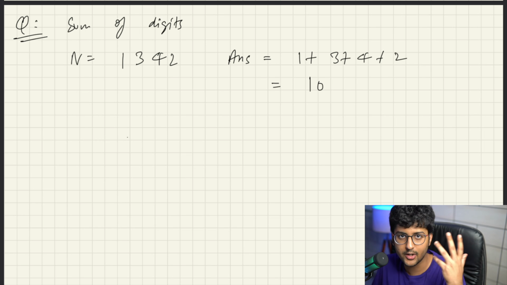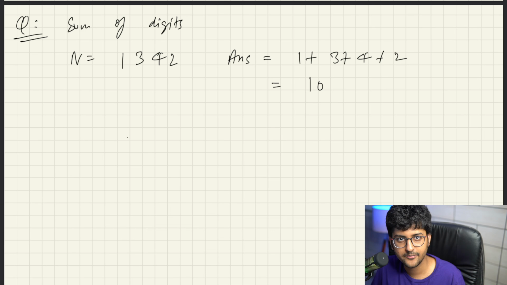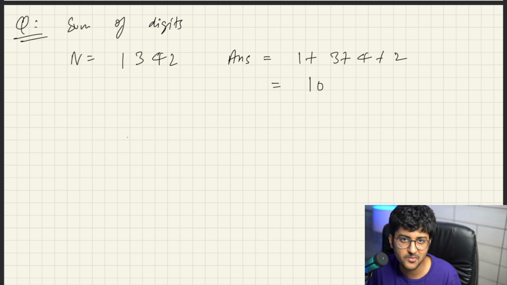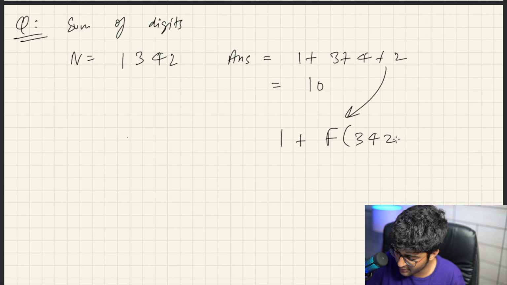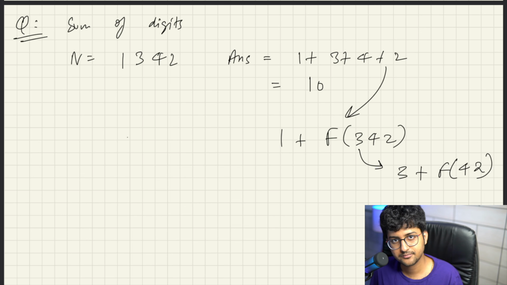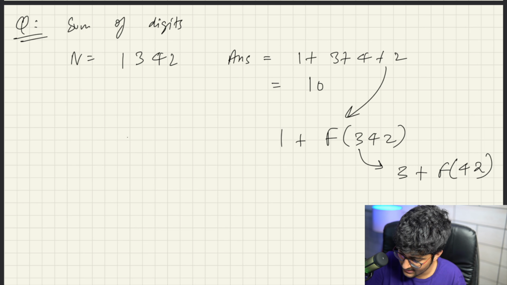If you want to do it normally, how can you do it? Here also we can see how to break it down into smaller problems. This can be broken down into 1 plus the sum of digits of the number 342. This can further be broken down into 3 plus the sum of digits of the number 42. As simple as that. Make sense? And that is what we're going to be doing today.